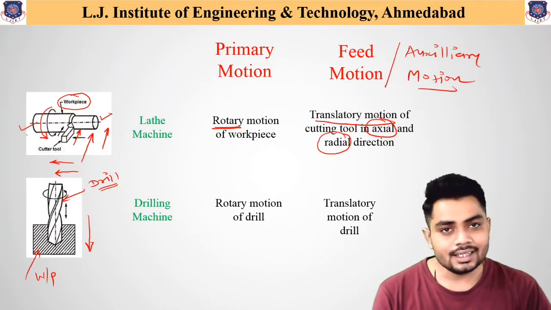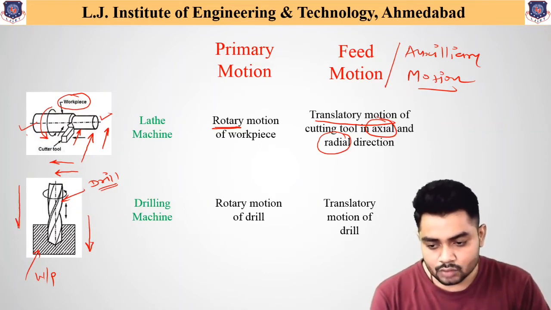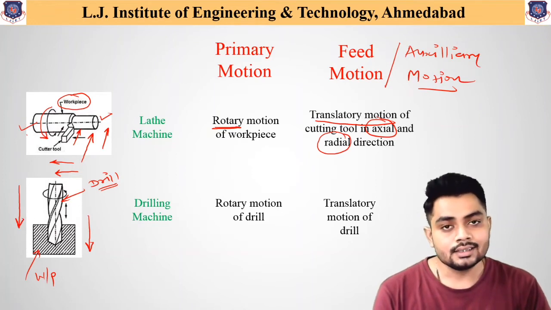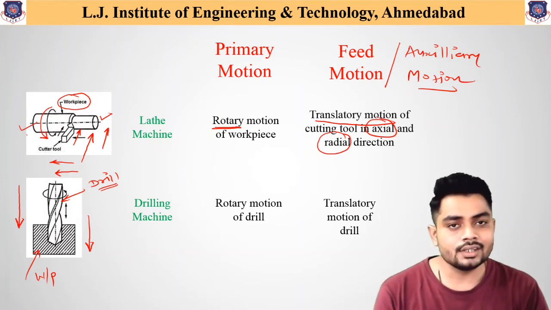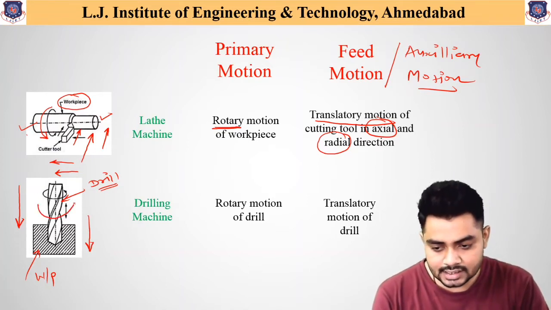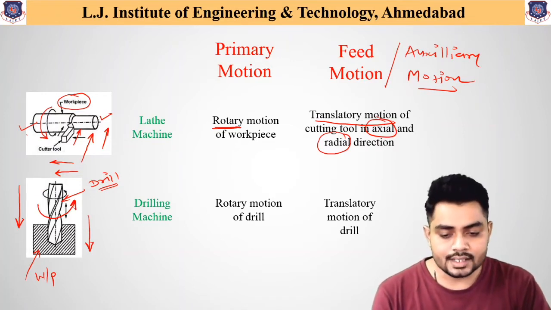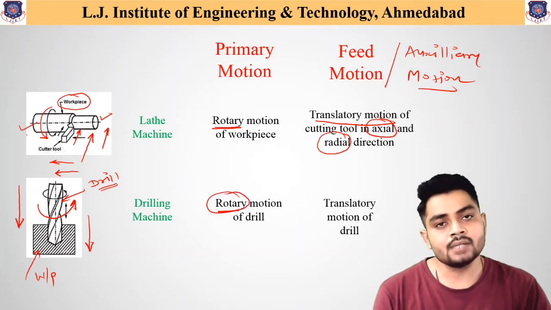Here we can again say that if we simply move this drill bit in the downward direction without rotating it, are there chances of removing material? No, there are no chances. That means to remove the material from the workpiece, the rotary motion of this drill bit is necessary. So that is the primary motion. You can see over here the rotary motion of the drill bit is the primary motion.